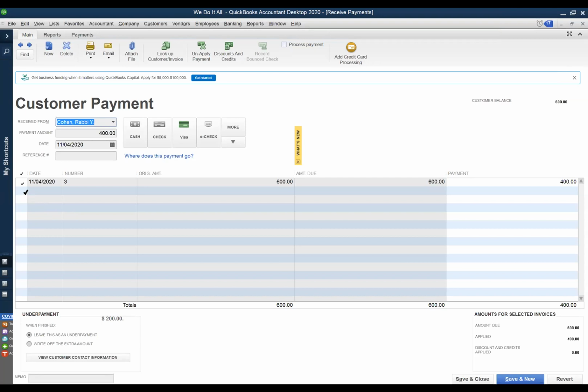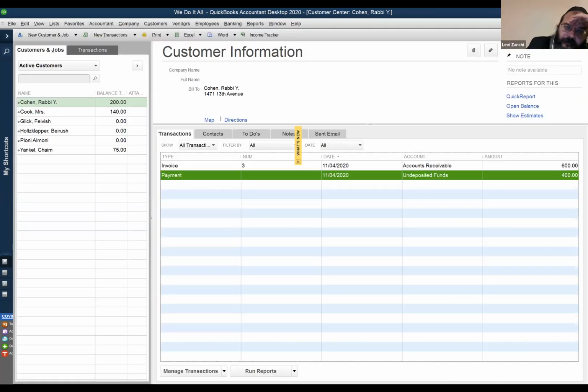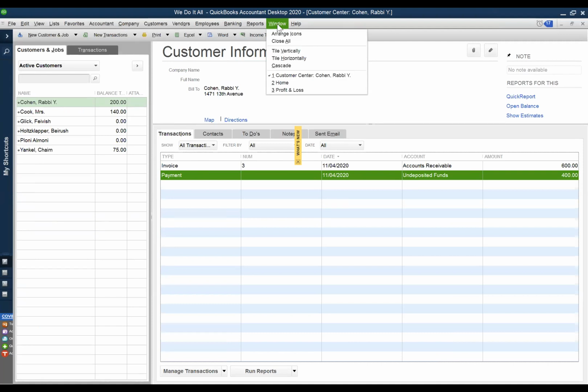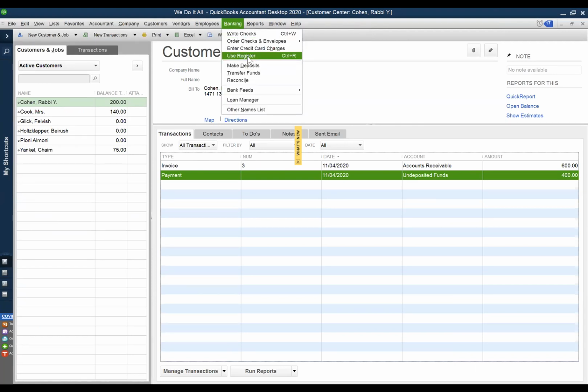Again, I'm in customer information by Cohen. So I have an invoice of $600 and then a payment of $400. No, you said you have two payments of 400. But here I don't see it. Before I saw it by Chase, I had two payments. I think I went back to banking and I did it over there. Maybe I made an extra deposit or something. You made a deposit. You record something, then you have to go to the bank and deposit it?